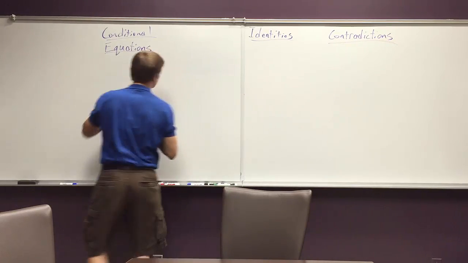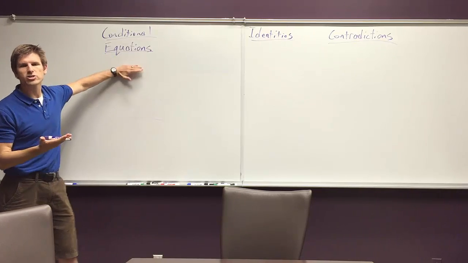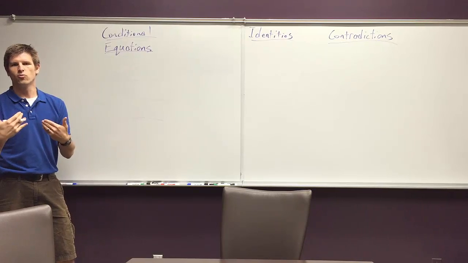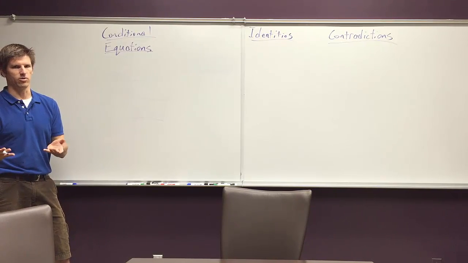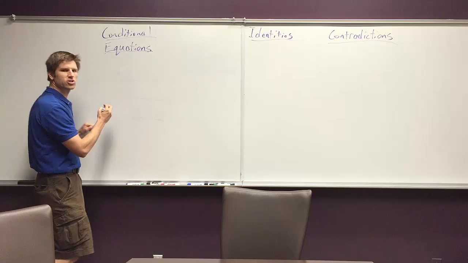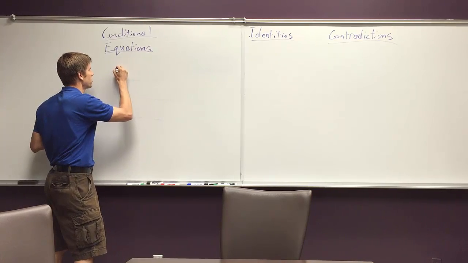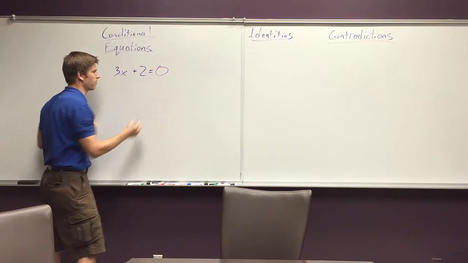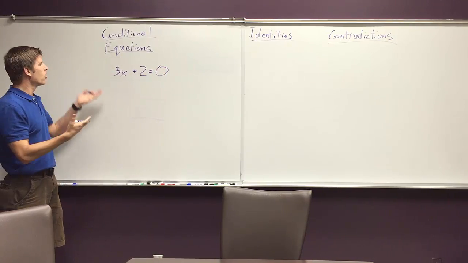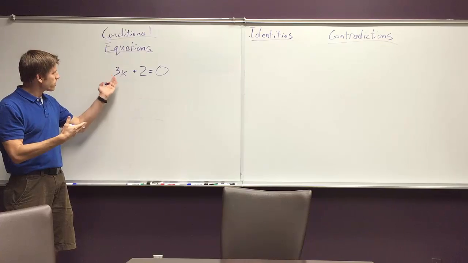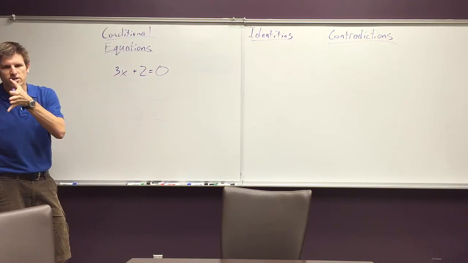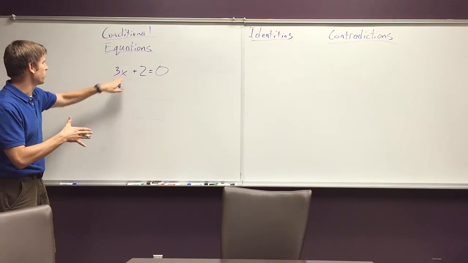So let's talk about conditional equations. A conditional equation is an equation that is true for the right value of the variable. So a classic conditional equation would be something like 3x plus 2 equals 0. And we'd say, gee, when is it true that 3x plus 2 equals 0? Well, I'm going to try and figure out a value for the variable x that'll make this true.